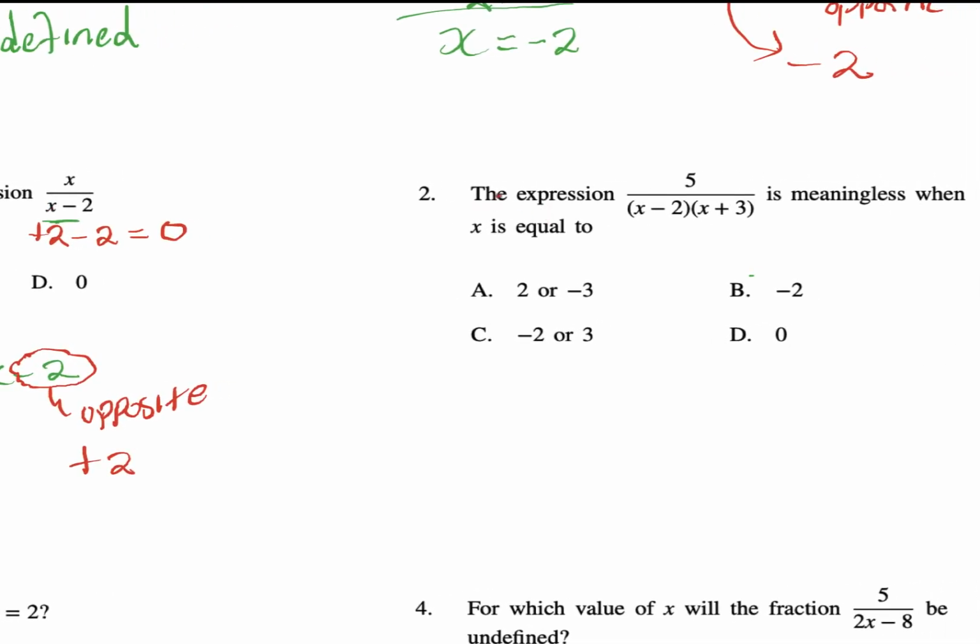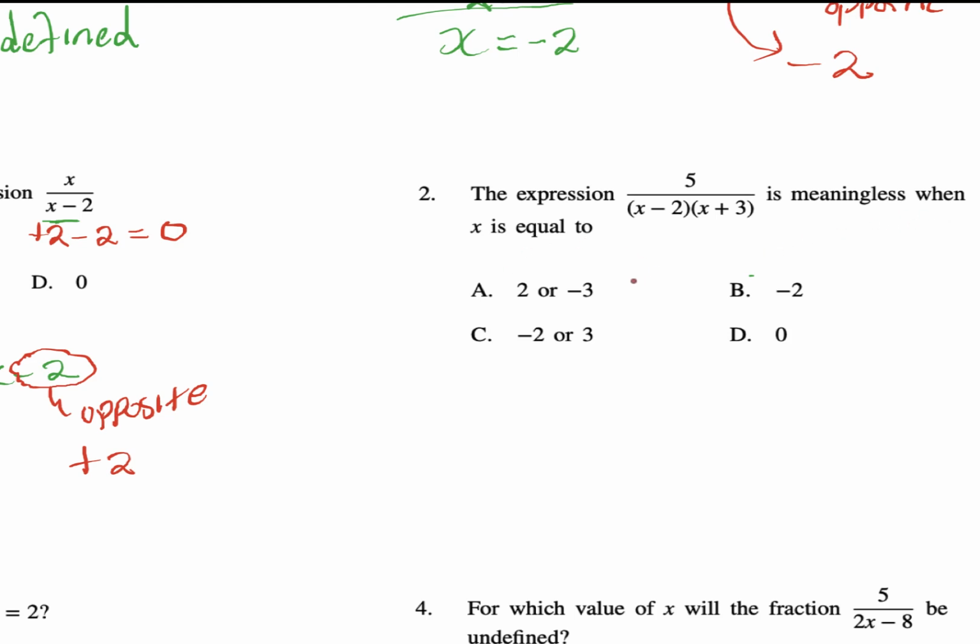Let's look at question 2. With question 2, I'm not going to solve. I'm going to do the eyeballing. Now it says the expression 5 over x minus 2 and then x plus 3 is meaningless. And when they say meaningless, they just mean undefined when x is equal to.